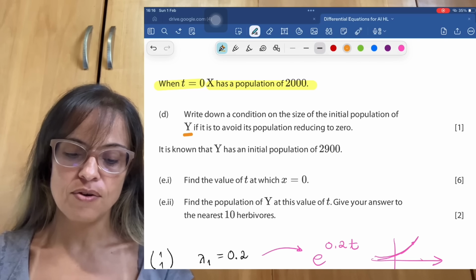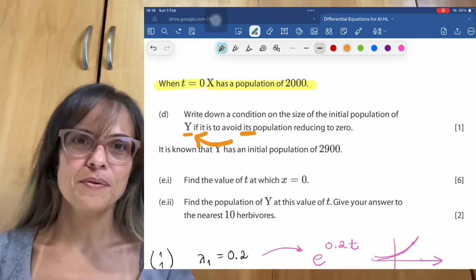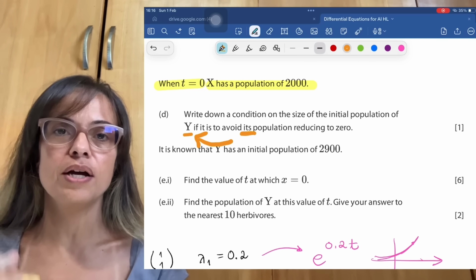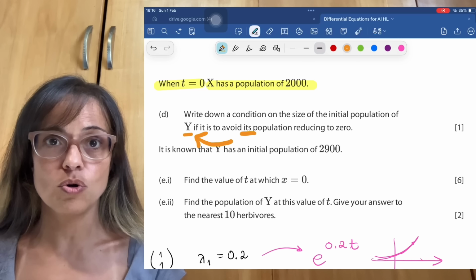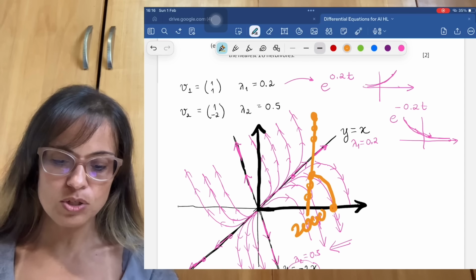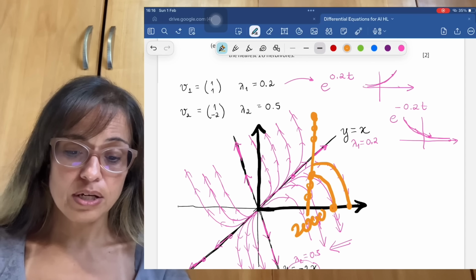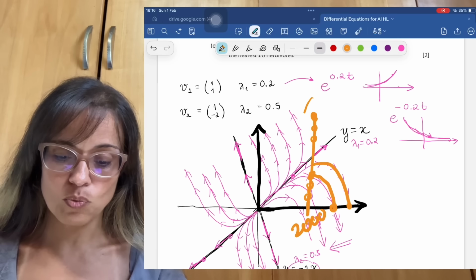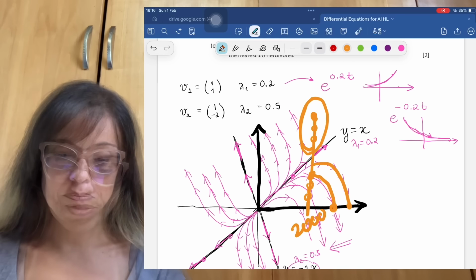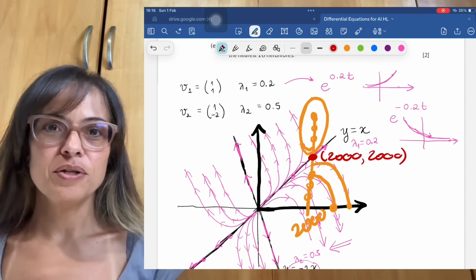Now, I find this phrasing confusing. Who is its? Is it y? Assuming that that's what we're looking for, we want the population of y to not reach 0. If it was down here, then eventually the population of y does reach 0, because it goes down this way. The condition that he wants us to write is that y needs to be up here. So above 2,000. This point right here is the point 2,000, 2,000, right? It's a point on the y equals x line.